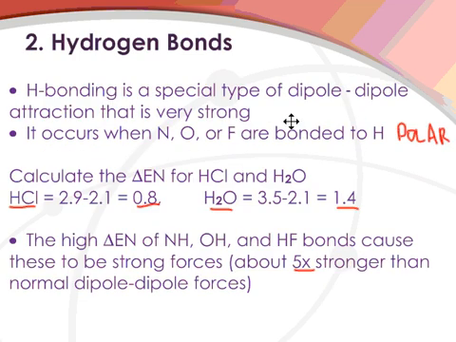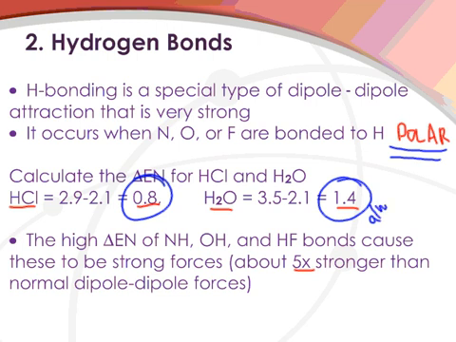The second type of intermolecular force is a hydrogen bond. Now, a hydrogen bond is a special type of dipole-dipole force that is extra strong. Here's the reason why. It occurs when nitrogen, oxygen, or fluorine are bonded to hydrogen, making that bond very, very polar. If we look at the electronegativity difference for hydrochloric acid and water, look at the difference. In hydrochloric acid, when you subtract the two electronegativities, you get a value of 0.8. In water, when you subtract the electronegativity values, you get a value of 1.4. That's almost ionic. Almost ionic, really strong.